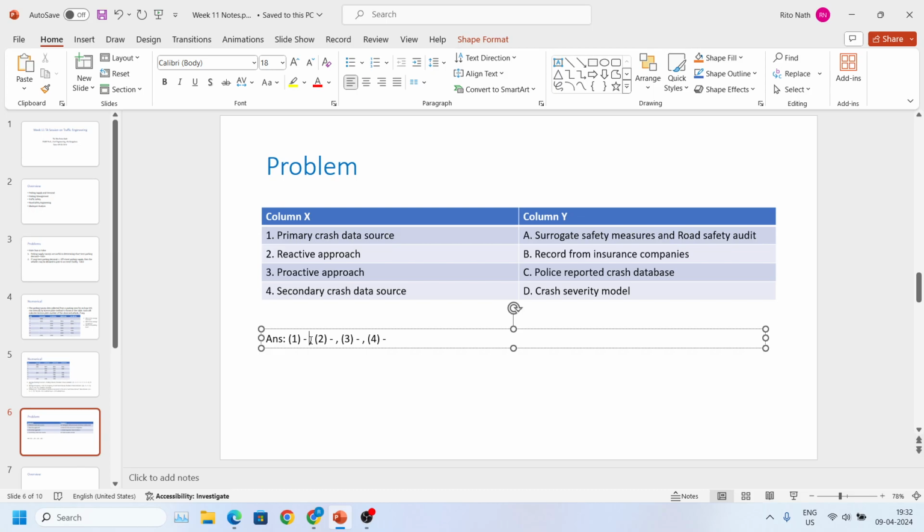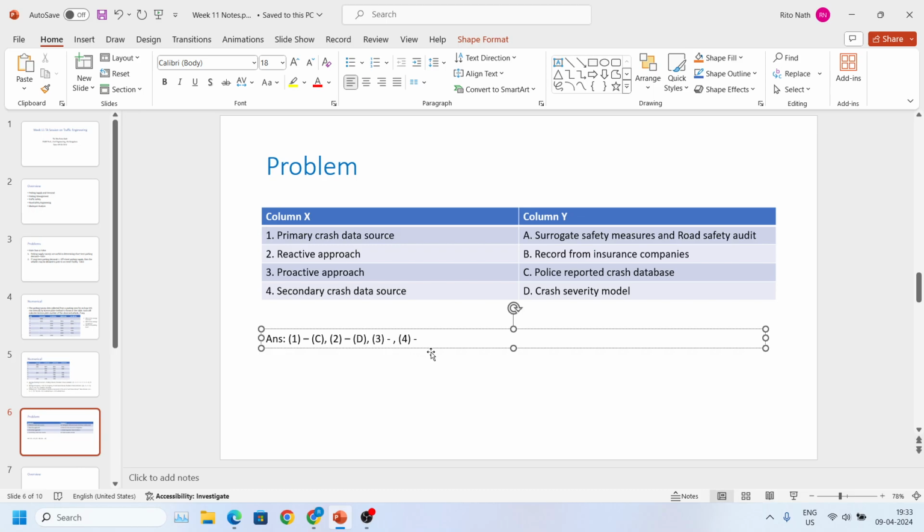Okay, so for the first one, the primary crash data source is the police reported crash database. You can find it from that diagram as well. So this is straightforward. Reactive approach relates to the crash severity models. Once the crash happens, after that you will react, and that comes from the severity models and so on. So this would be D.